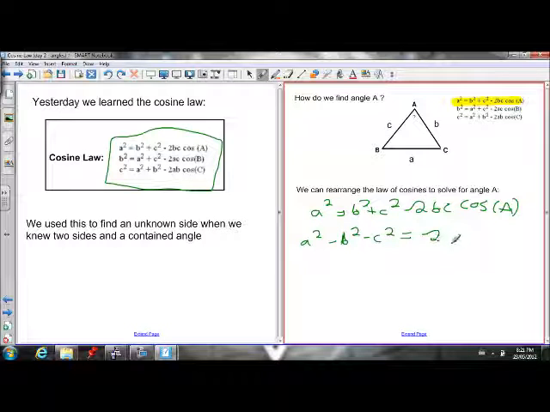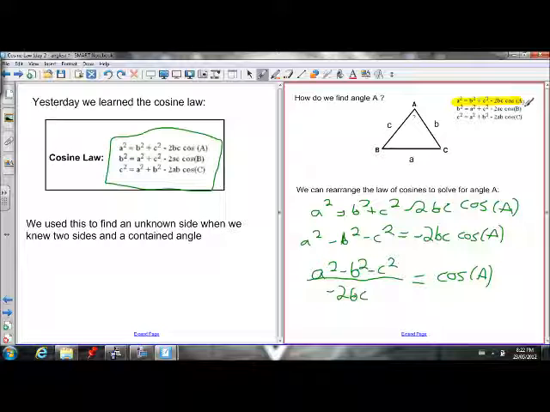I'm just going to rewrite that a little clearer. A squared minus b squared minus c squared equals negative 2bc cos A. To get cos A by itself, because it's being multiplied by negative 2 times b times c, I have to divide by negative 2 times b times c. So a squared minus b squared minus c squared, over negative 2bc, will be equal to cosine of A.